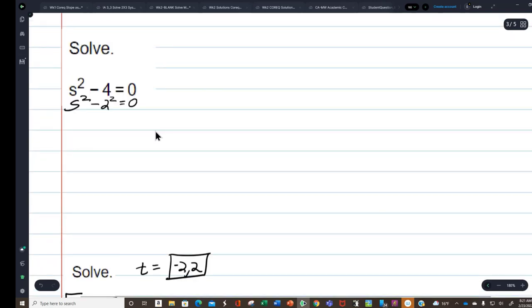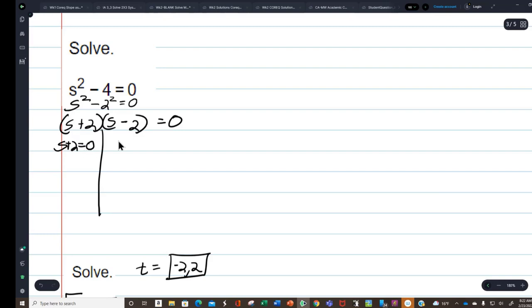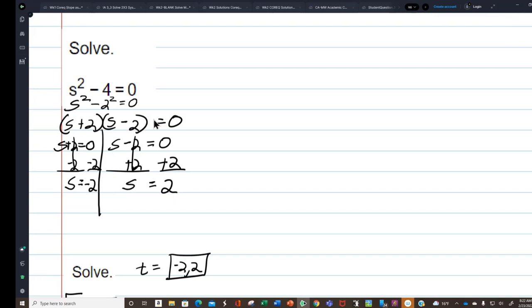And up here, we're really doing the same problem. Different letter. Same result. S plus 2 equals 0. S minus 2 equals 0. On the left, I subtract 2 from both sides. So I get S equals negative 2. Add 2 to both sides. I get S equals positive 2. So the same exact solutions, just a different letter and a different method.